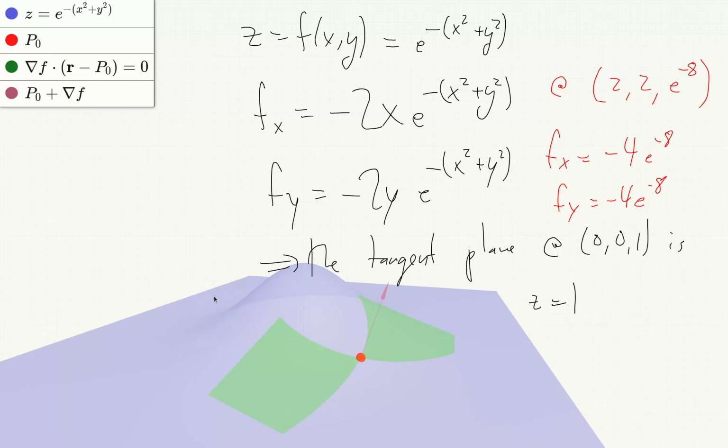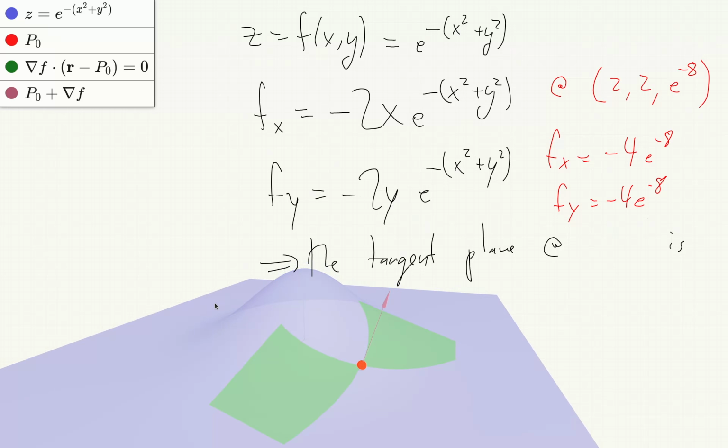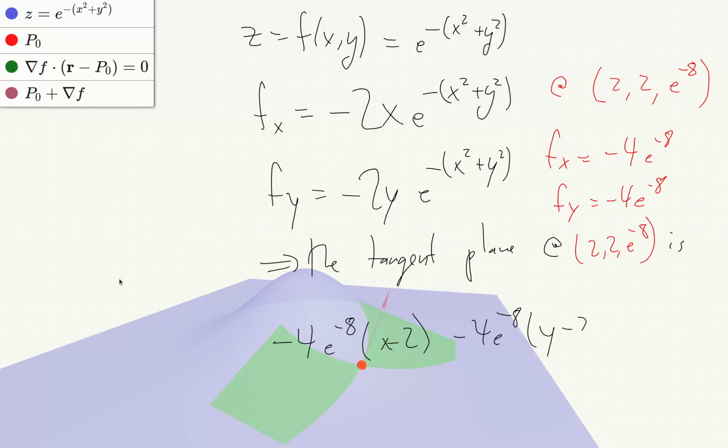And so if we took here (2, 2, e to the negative 8), then here the tangent plane would be negative 4 e to the negative 8 times (x minus 2), plus negative 4 e to the negative 8 times (y minus 2), and then minus (z minus e to the negative 8) is equal to 0.